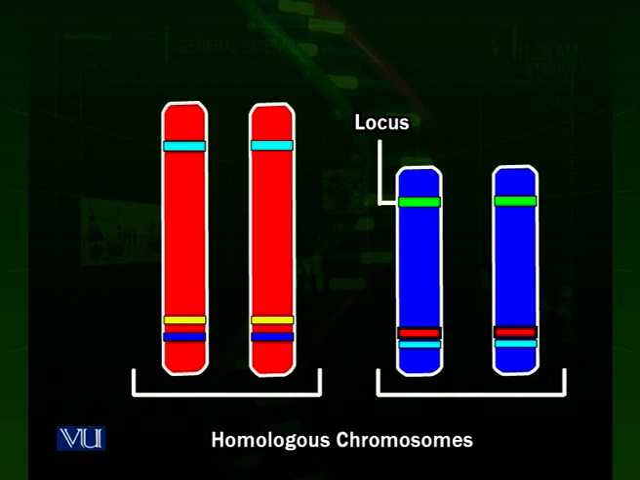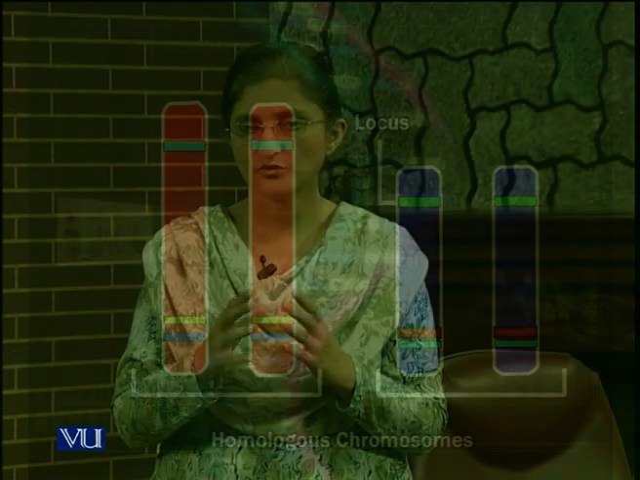Homologous, because they look alike in their general appearance and shape, particularly when the cell is dividing, because we already know that the chromosomes at interphase are very thin and not visible. These chromosomes are visible only when the cell is dividing, maybe during mitosis or during meiosis. So when there is a division phase, the chromosomes appear in pairs. We call these pairs the homologous pairs, and we call the individual chromosomes, two in a pair, homologs.